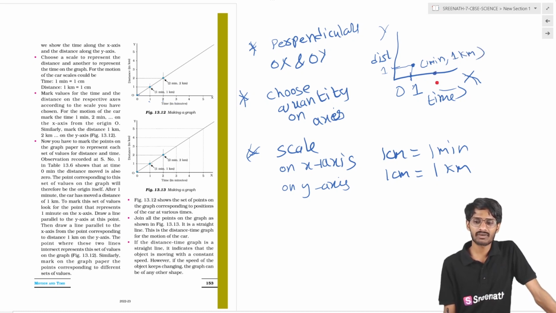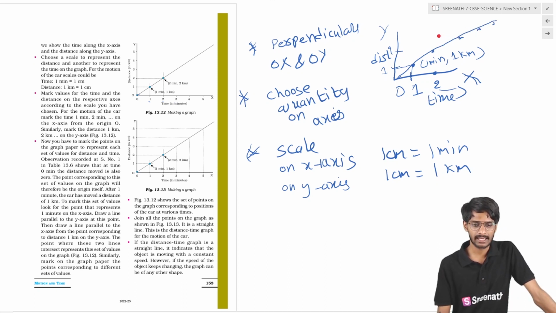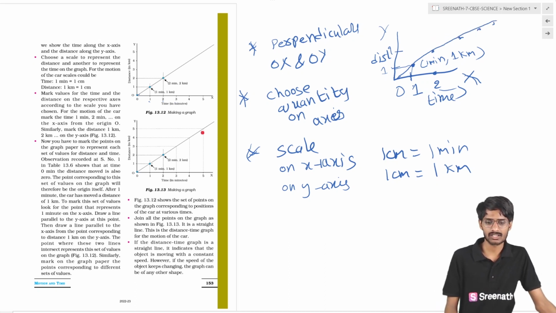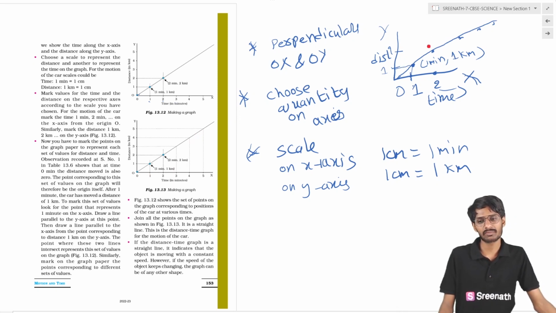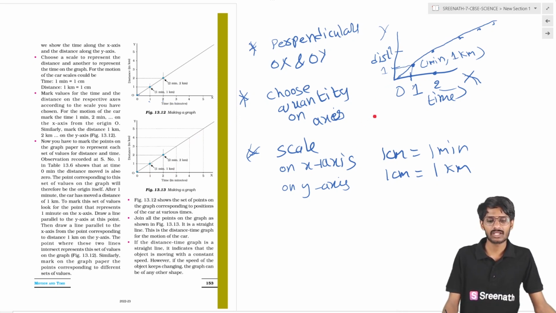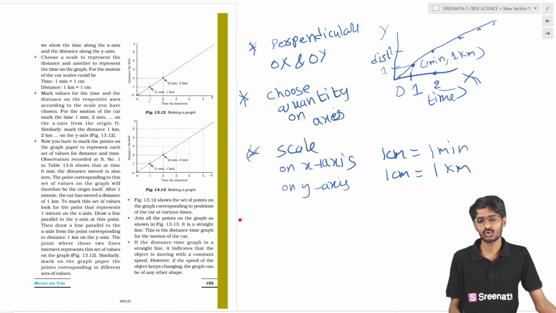Like that you have to draw for 2 minutes and 2 kilometers. Like that, if you plot all the points, and if you join all the points, you will get a straight line. You will get a straight line, students. So in the distance time graph, if you are getting a straight line, which means the motion of the car is uniform.